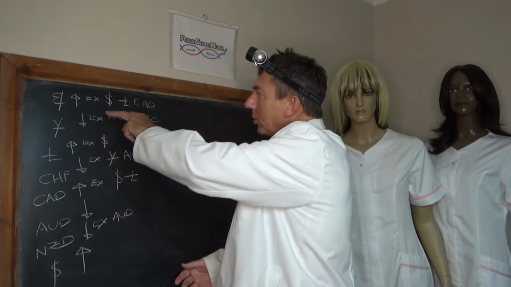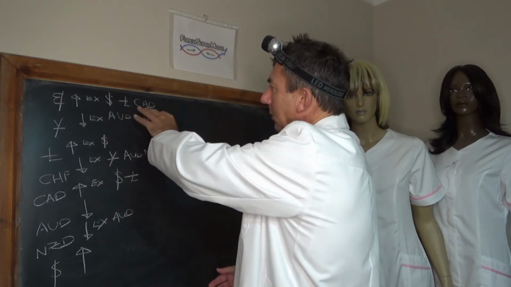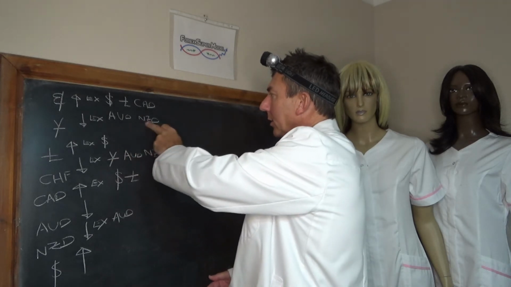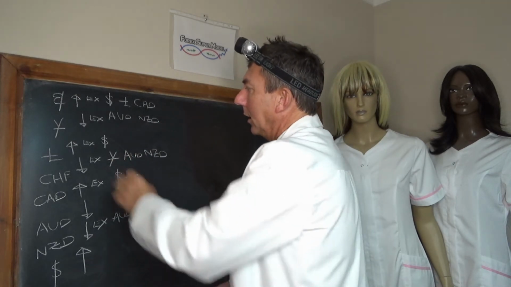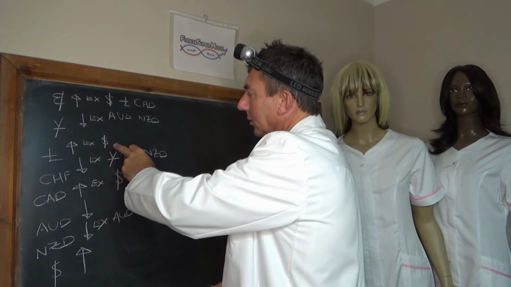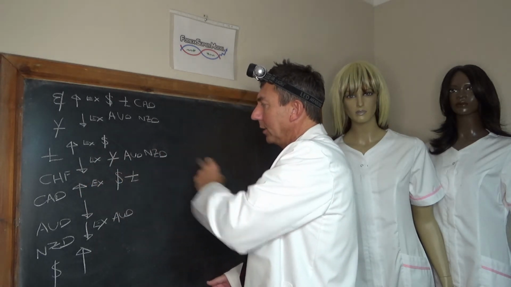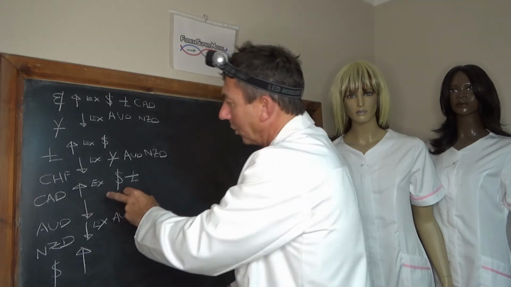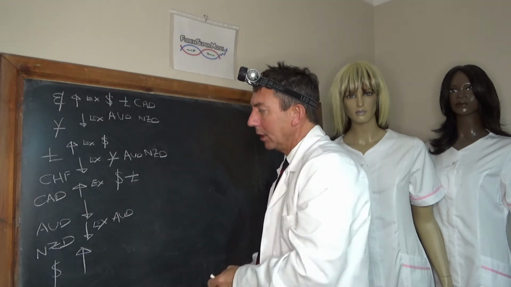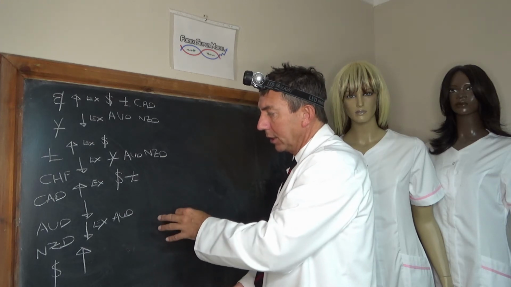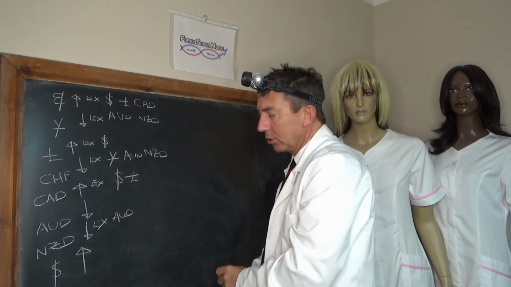Right, welcome back. We've written up the flows. So the euro is strong except against the dollar and the pound and the CAD. The yen is weak except against the AUD and the NZD. The pound is strong except against the dollar. The Swiss is weak except against the yen, the AUD and the NZD. The CAD is strong except against the dollar and the pound. The AUD is weak across the board. The NZD is weak except against the AUD. And the dollar is strong across the board.